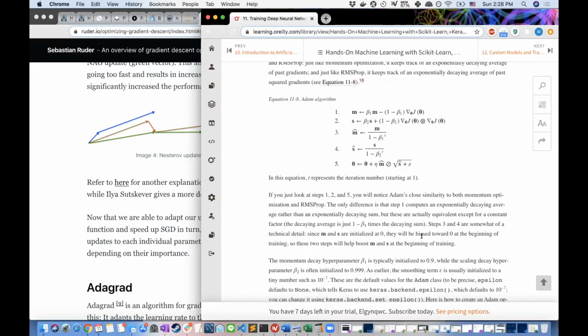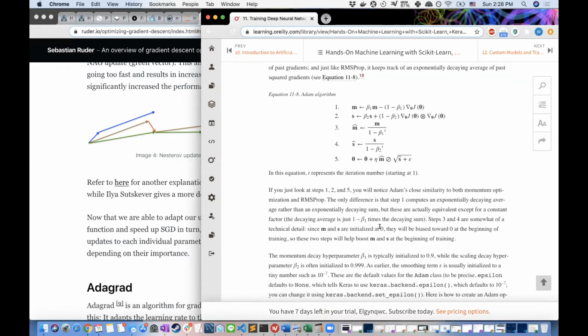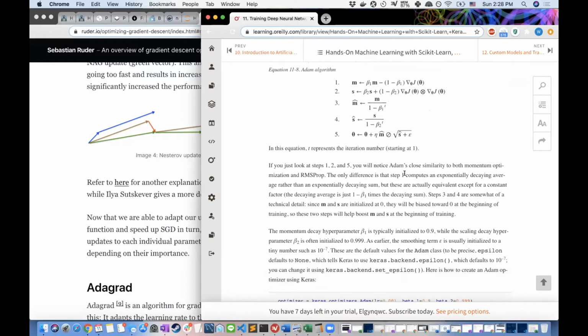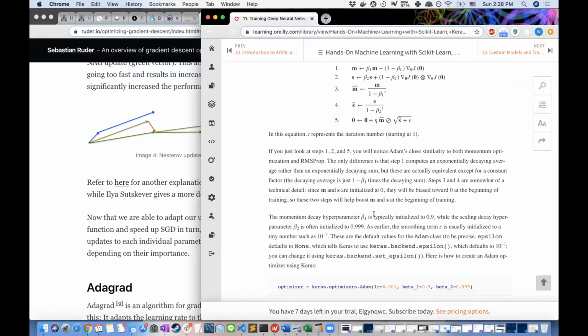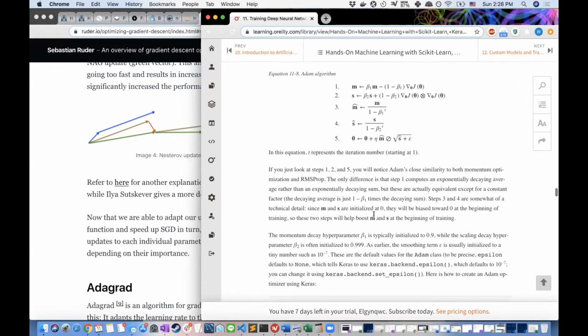And steps 3 and 4 are somewhat of a technical detail. Since M and S are initialized as 0, they will be biased towards 0 at the beginning of training. So these two steps will help boost M and S at the beginning of training. These are just technical details of implementation. And that's the debiasing term that Jeremy Howard refers to, if I'm not wrong.